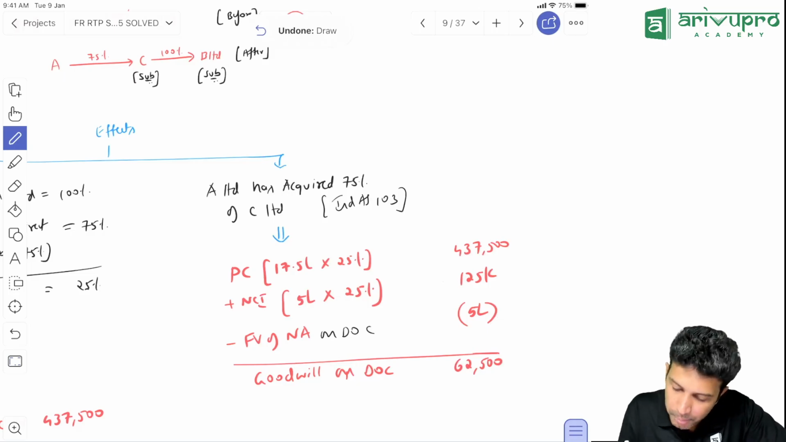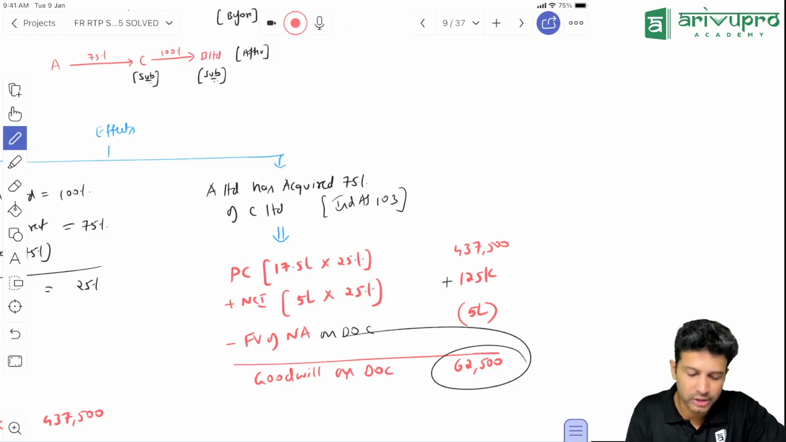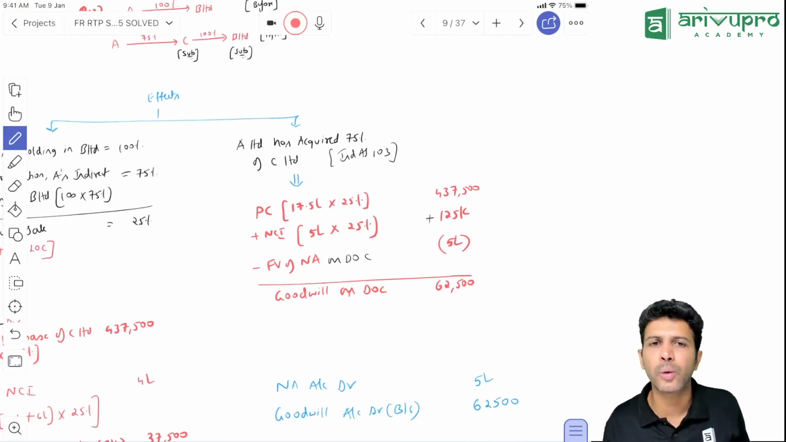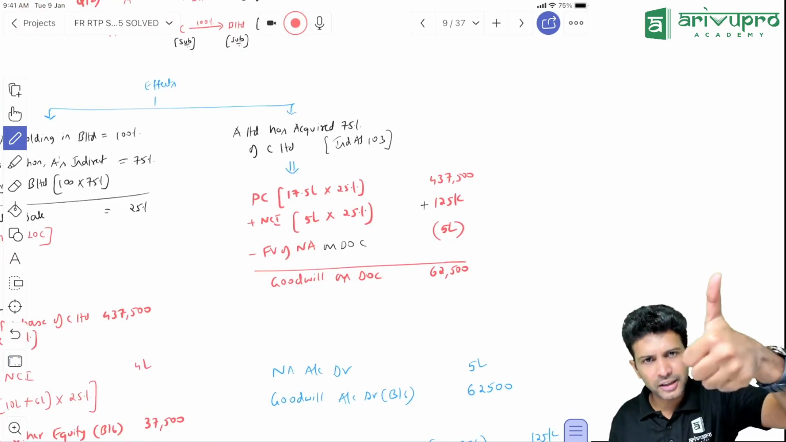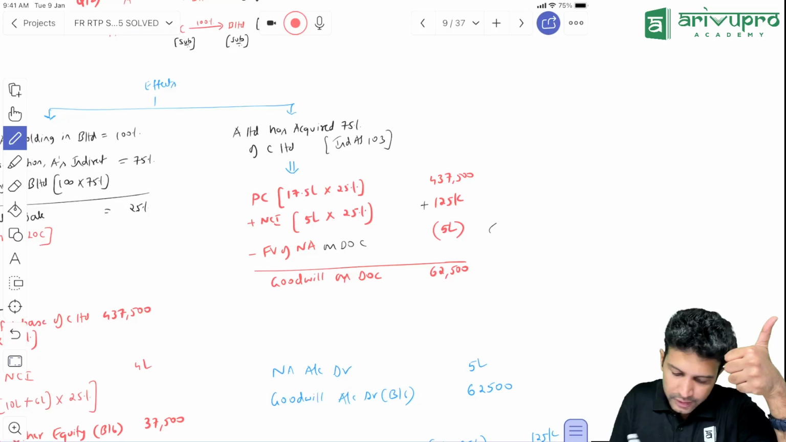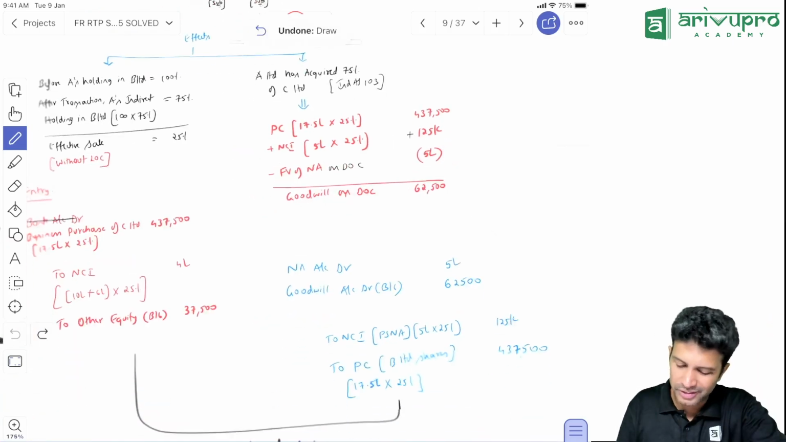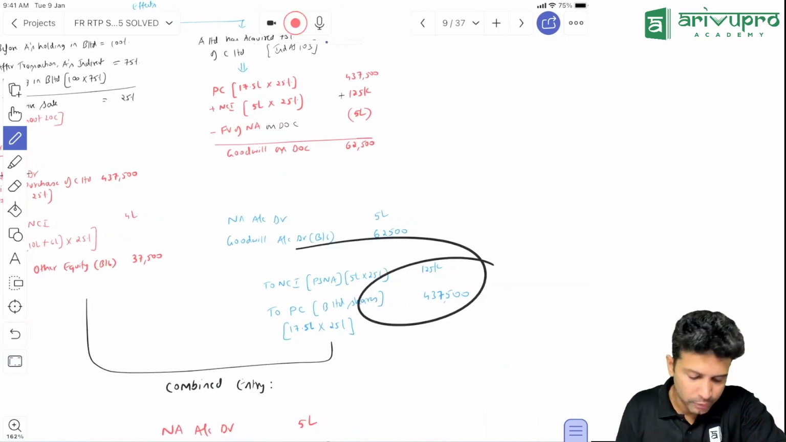Here it's a positive number, so it's a case of goodwill on the date of control, 60,500. That's all they asked, for which you will have to pass the entry. What entry will you pass? Subsidiary's net assets debit 5 lakh, goodwill debit 62,500, to what? To NCI, to PC, right? Yeah. So that's all you'll have to do here.